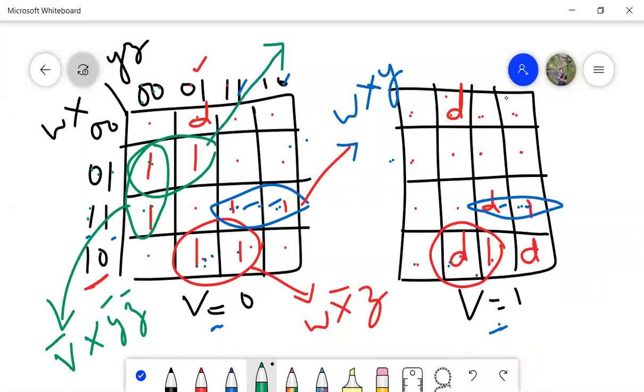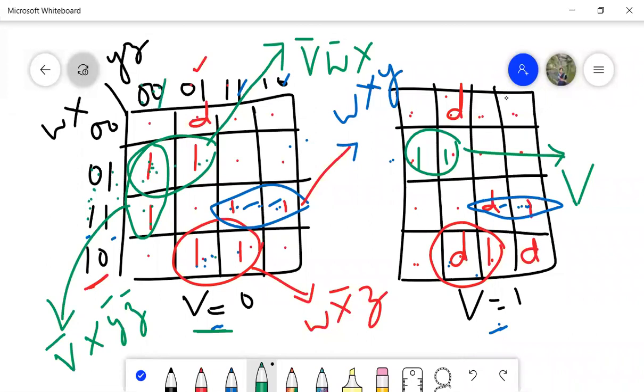Then let me take this. What is this equal to? This is again there in V is equal to 0. If it is there in V is equal to 0, I will write V bar. Suppose if this pair was over here, we would have written it as V instead of V bar. Since it is in the first half, we will write it as V bar because this represents V is equal to 0. Then what do I have? W and X. So it is W bar X, 0 1, right? So again this is 0 and 1. So 0 and 1 will get cancelled. 0 is left out. So it is Y bar.